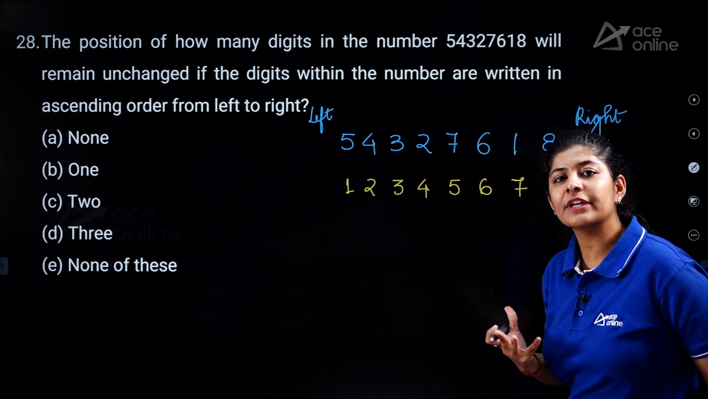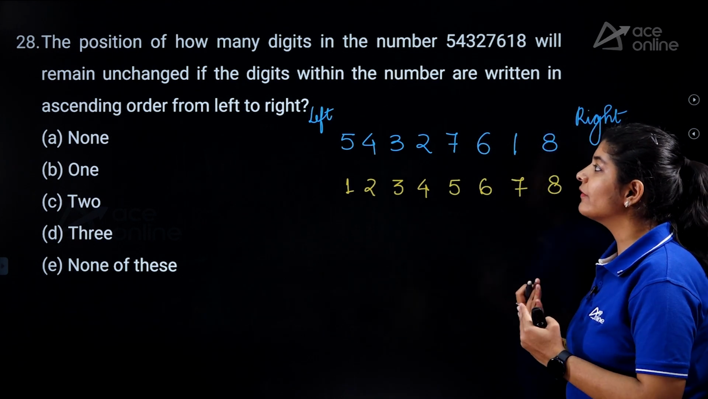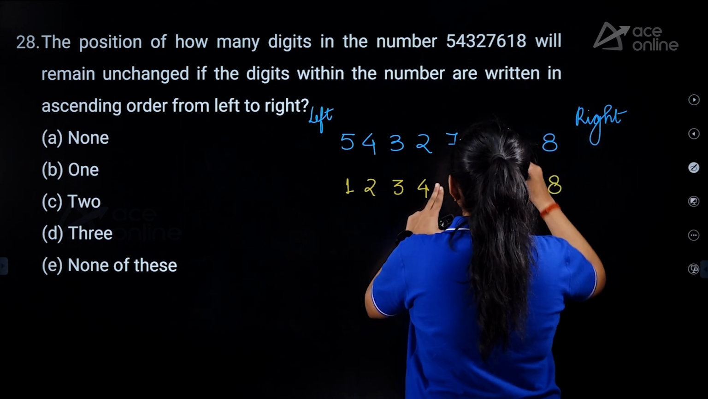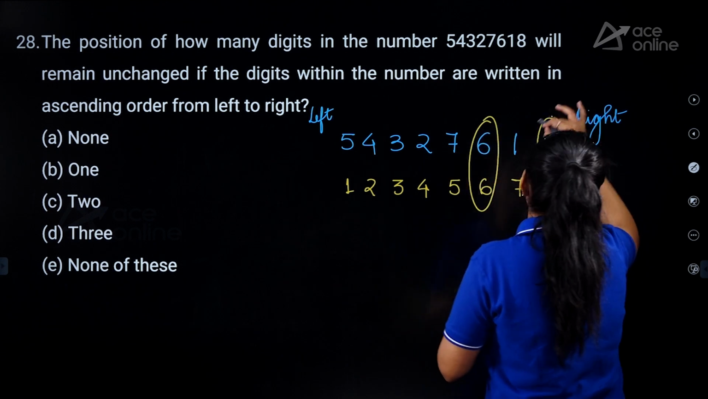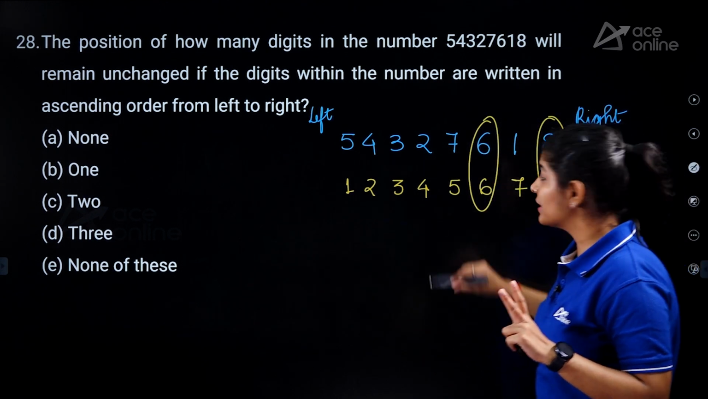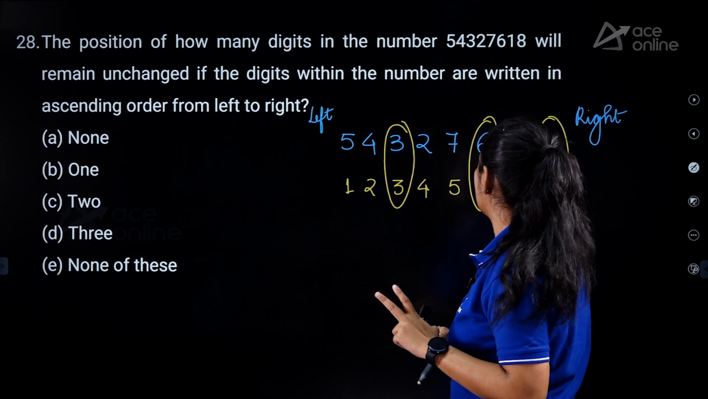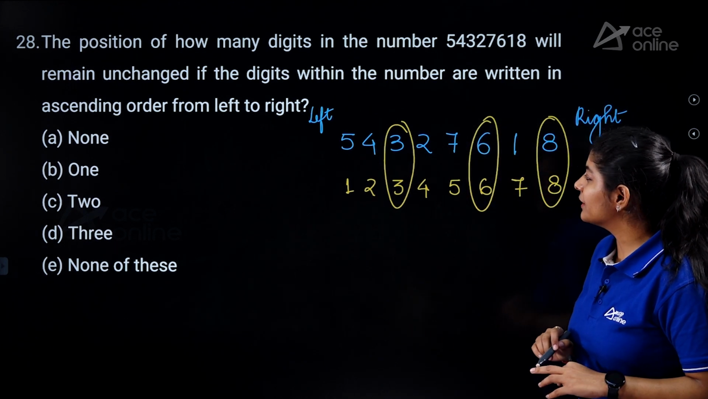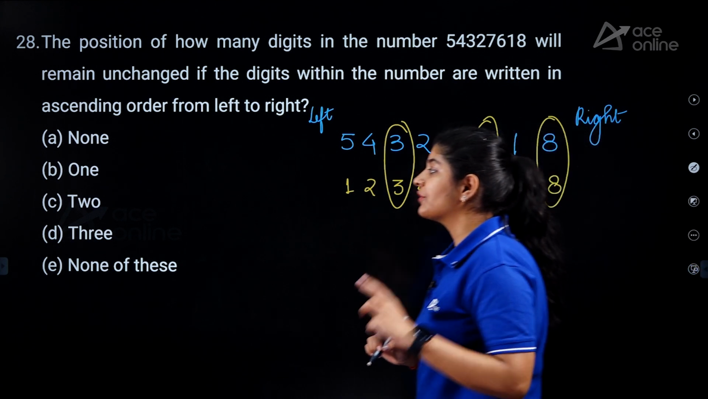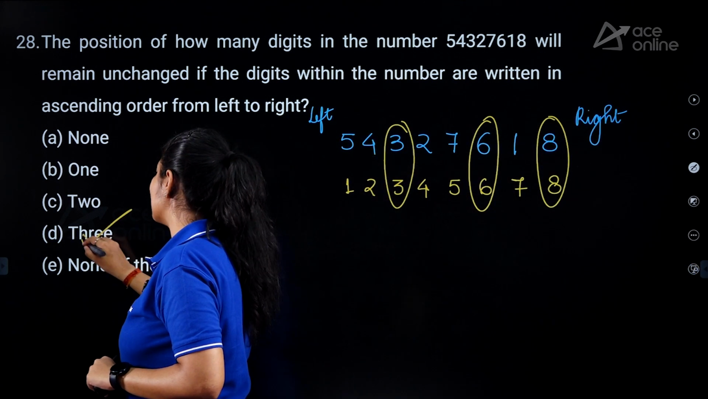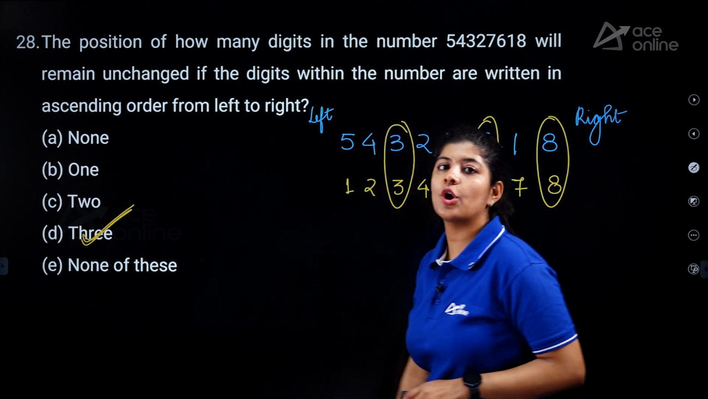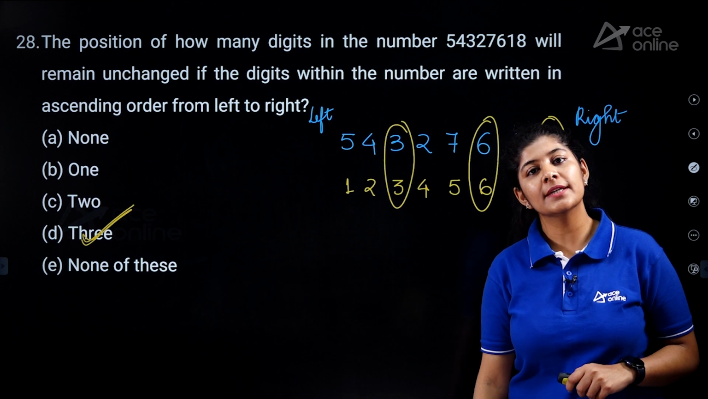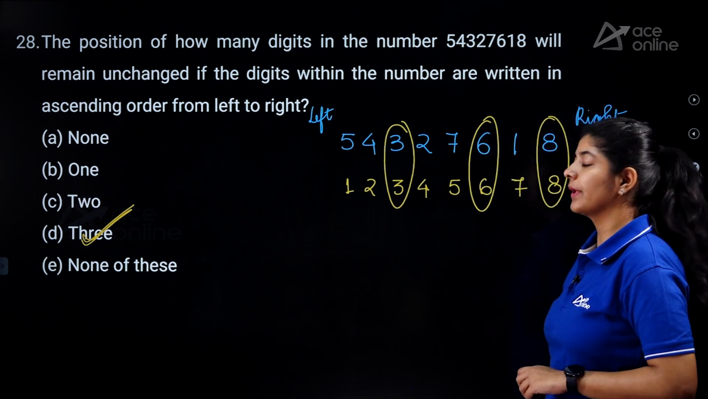Now we have to identify what? After the rearrangement, we have to find out how many digits will remain unchanged. So here we can say that first and second, these are the only two digits. No, we are having one more, that is 3. Apart from that, we are having no other digits. So we can say that 3 digits will remain unchanged. So the correct answer over here is your option number D. Is it clear? Okay. Next one.